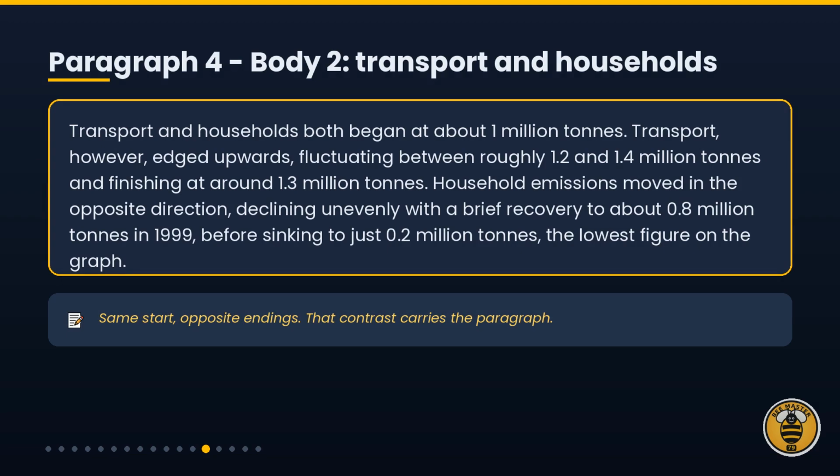Paragraph 4. Transport and households both began at about 1 million tons. Transport, however, edged upwards, fluctuating between roughly 1.2 and 1.4 million tons and finishing at around 1.3 million tons. Household emissions moved in the opposite direction, declining unevenly with a brief recovery to about 0.8 million tons in 1999 before sinking to just 0.2 million tons, the lowest figure on the graph.